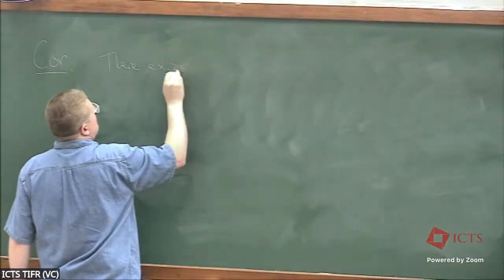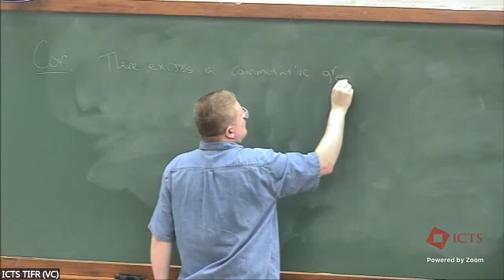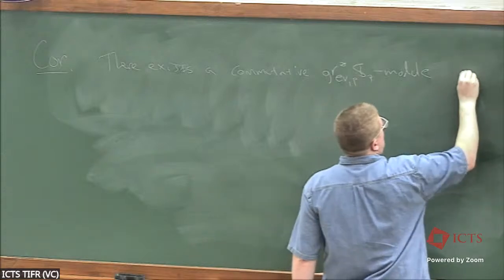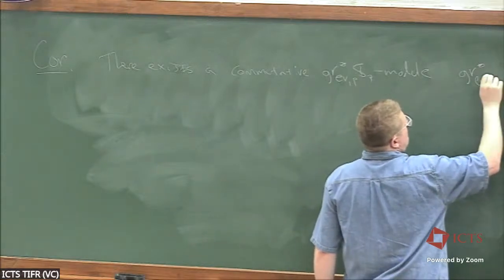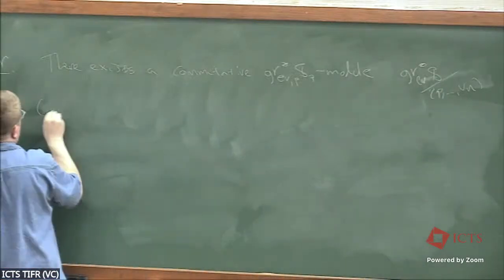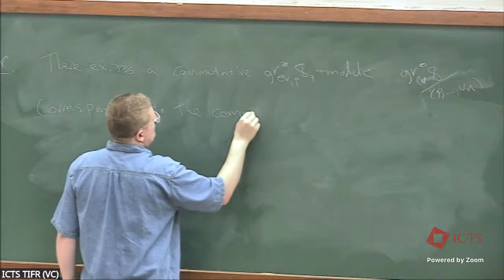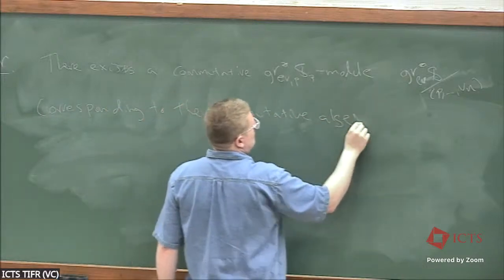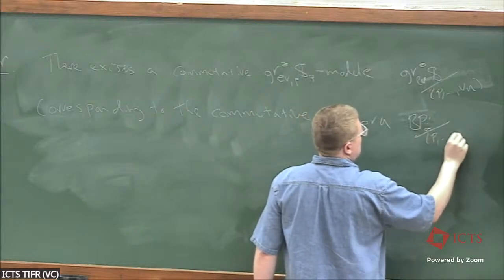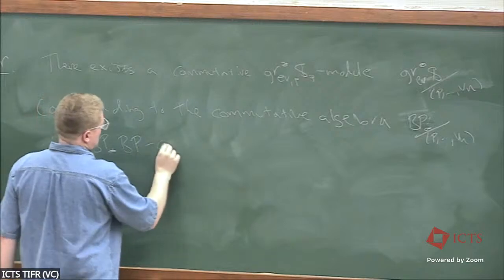So the corollary is there exists a commutative Guryev S module, which I'll call Guryev S mod P through Vn, corresponding to the commutative algebra BP star mod P through Vn in BP star BP comodules.